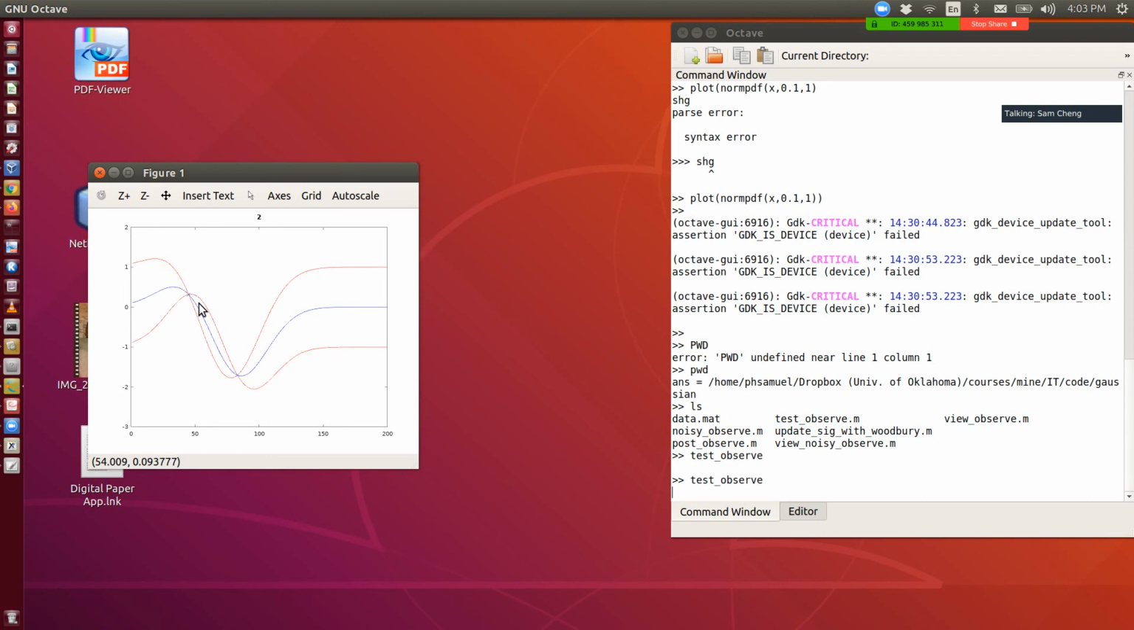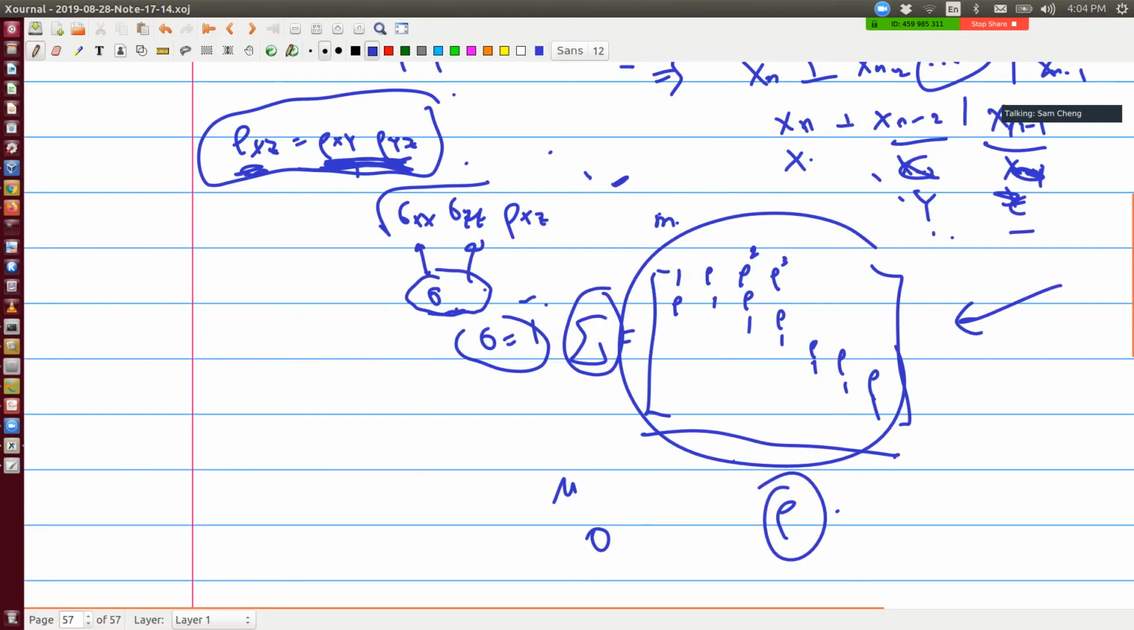Let me make some example again. I have 200 variables here, so my sigma here will be 200 by 200, right? So you can increase it arbitrarily. Of course, it increases the complexity, but yes, you can.